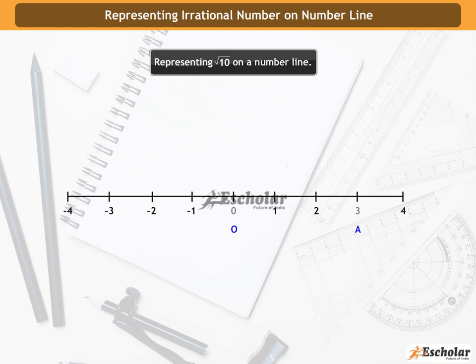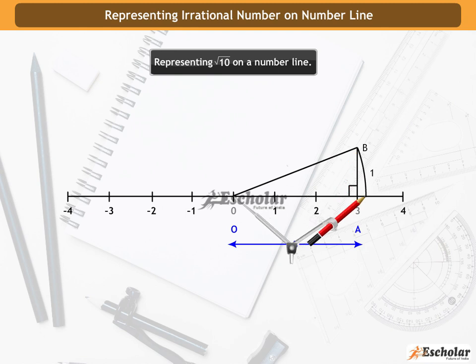First take OA on the number line between 0 to 3, that is 3 units. Now construct a perpendicular so that AB is 1 unit. Now join OB. Take compass and draw an arc from the point O with length OB. The arc intersects the number line at D and it gives the length of OD, that is root 10. This method is much easier.